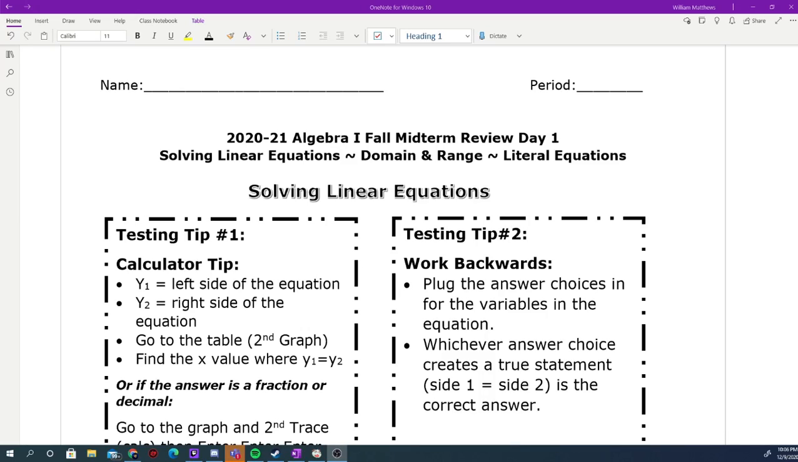Today will be the first day to review over our midterm. Some things before we get into the information are some testing tips. Number one, know how you can use your calculator.